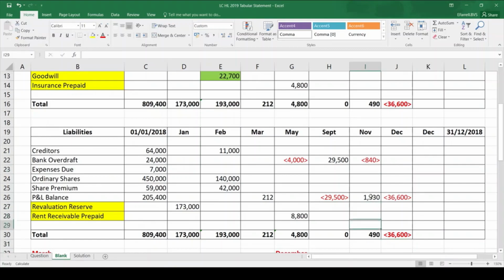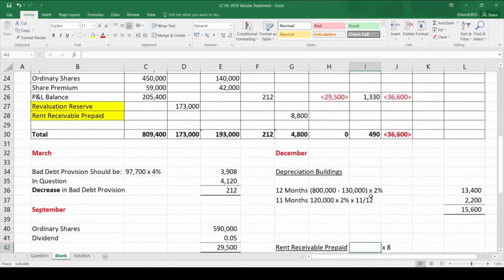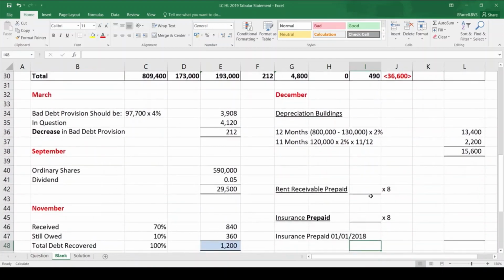Now the last thing we need to do is to work out the rent receivable prepaid and the insurance prepaid at the end of the year. Rent receivable in these questions is always prepaid. The insurance or the expense can be prepaid or due, so you just need to be careful when reading the question and checking the date.